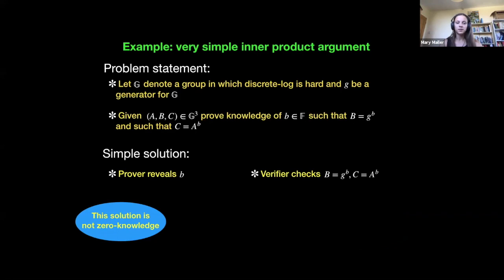So for this example, if you weren't worried about zero knowledge, you would use the simplest solution you can imagine. The prover is just going to directly reveal b, and the verifier is going to check for themselves that B is equal to G to the power of b and C is equal to A to the power of b.